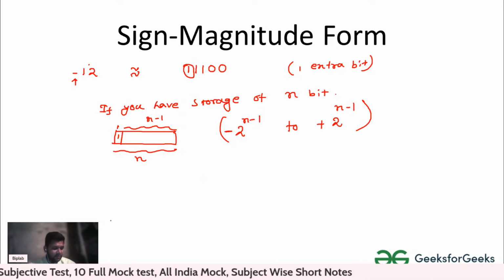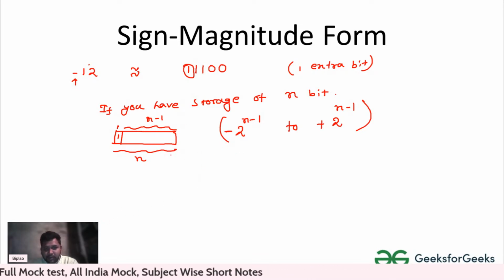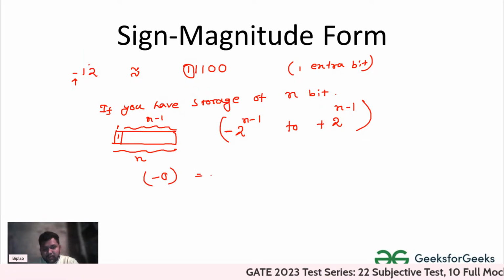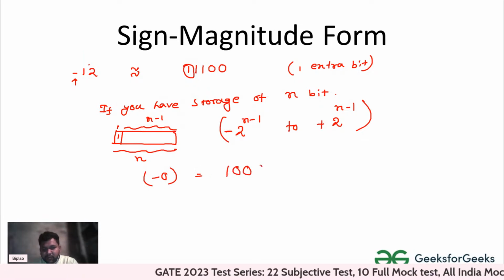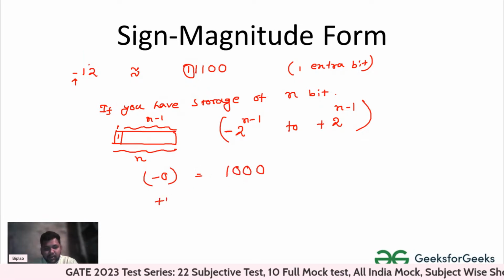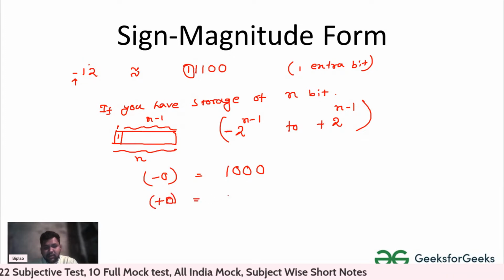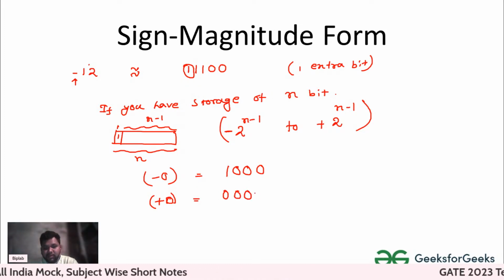Another piece of information you can note is that for the number 0, minus 0 and plus 0 have different representations. Let's say you want to represent it in 4 bits: minus 0 will be 1000 and plus 0 will be 0000.